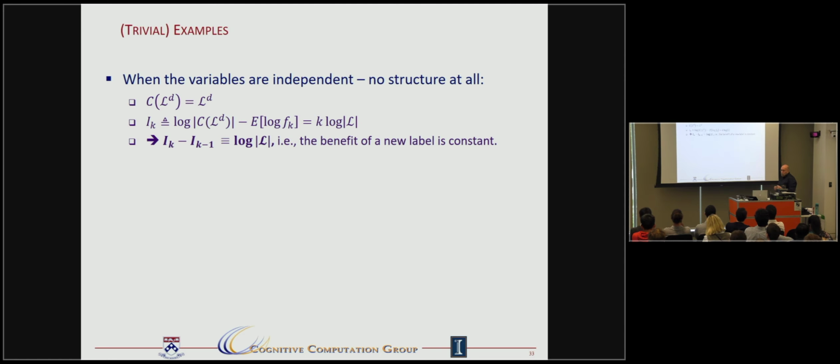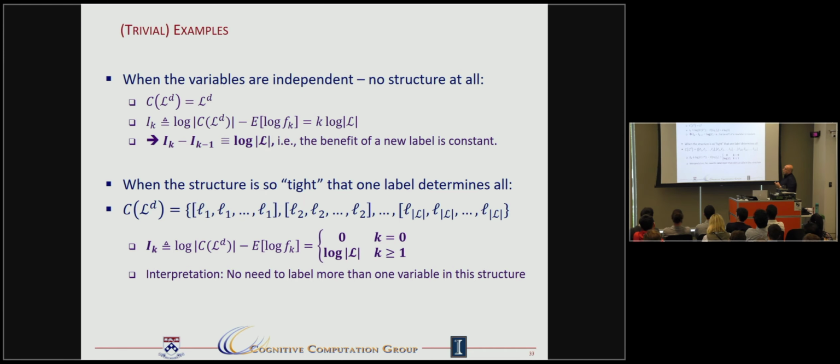Let's take again these 2 extreme examples. If all the variables are independent, there's no structure, then it's very easy to see that i_k is just k log size of L, and therefore i_k minus 1, the gain that I have when I add one more label, is constant. So everything I do is the same. On the other hand, if there's a very tight structure, then again you can do a little algebra and you'll see that i_0 is going to be 0. But for all k after it, it's going to be the log of the size of L.